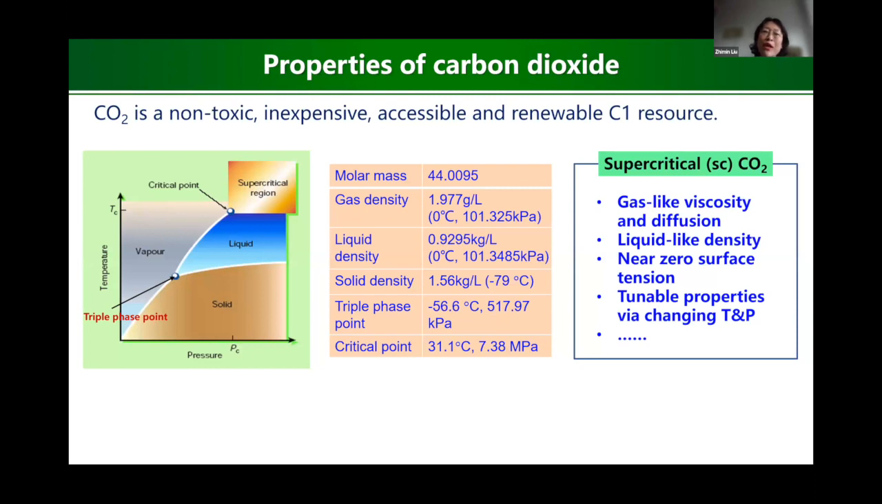From the chemical structure and properties of CO2, we know CO2 is a non-toxic, inexpensive, accessible, and renewable carbon resource. This is the phase diagram of carbon dioxide. From it, we know CO2 can exist in different phases: gas phase, vapor phase, liquid phase, and solid phase. And these are their properties. In this diagram, this point is a critical point.